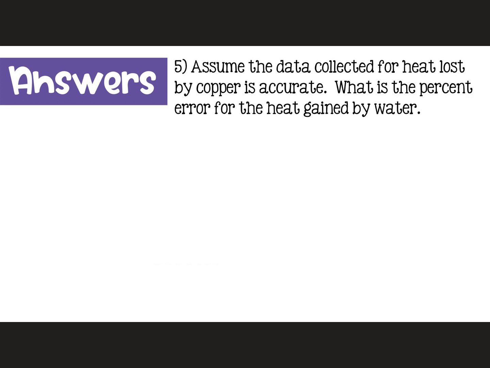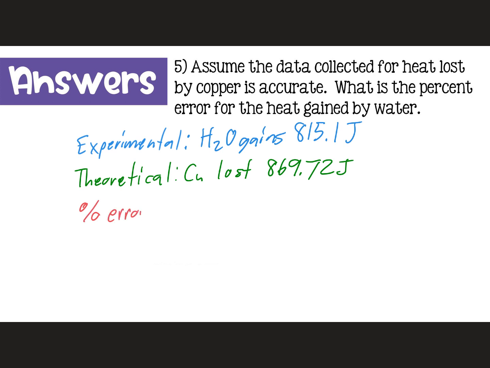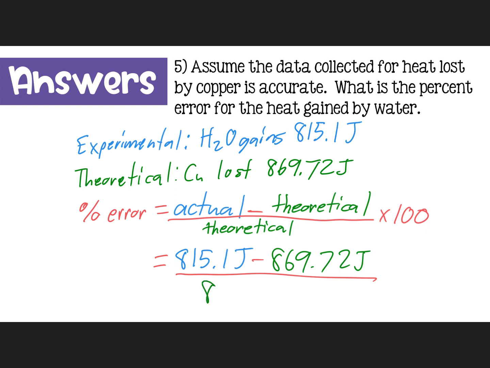Lastly, let's assume the data collected for heat loss by copper is accurate. What is the percent error for the heat gained by water? Well, the experimental gain by water was 815.1 joules. The theoretical yield, or loss by copper, was 869.72 joules. To calculate the percent error, we need to know the actual minus the theoretical divided by the actual times 100, which comes out to 815.1 minus 869.72 divided by 869.72 times 100, or 6.28%.